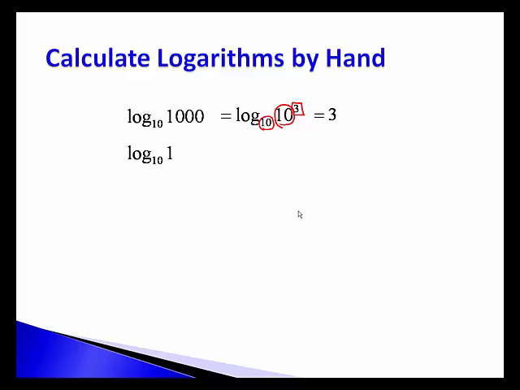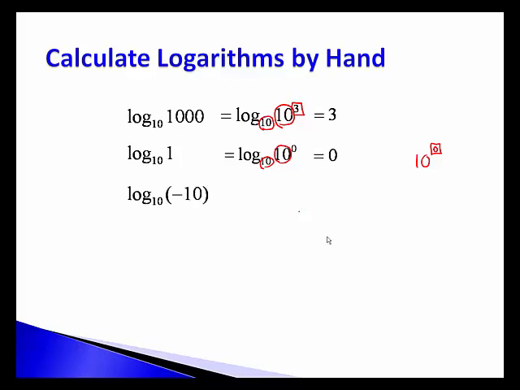Let's do another one. This time I have log base 10 of 1. Now that one may be a little harder for you to see, but let me ask you, is there any number that I can raise 10 to that power and I will get a 1? Well, the answer is yes, there is. You may not remember it, but what about 10 to the 0 power? Remember, when we raise 10 to the 0 power, that is equal to 1. So now I have it where this base and this base are the same. So tell me, what is the answer? 0.